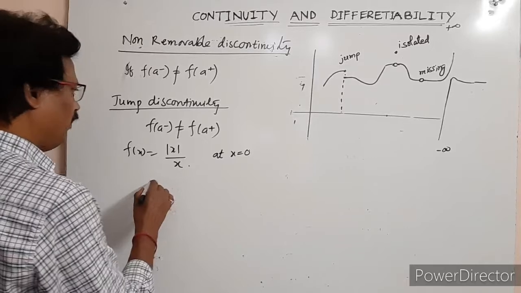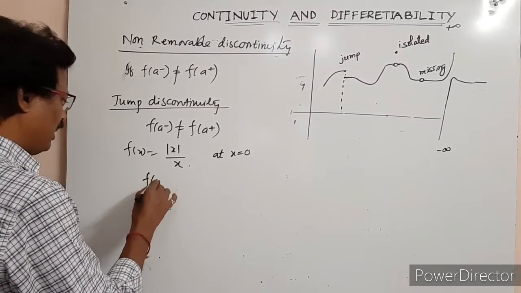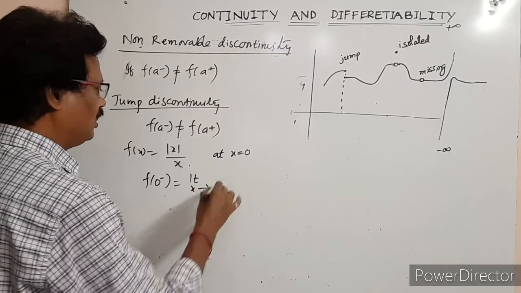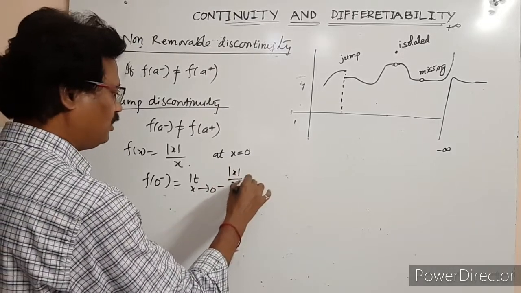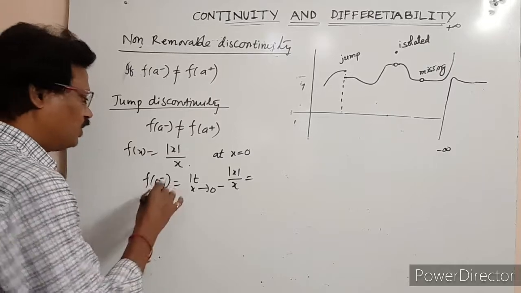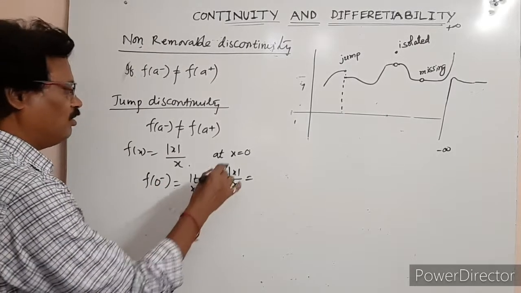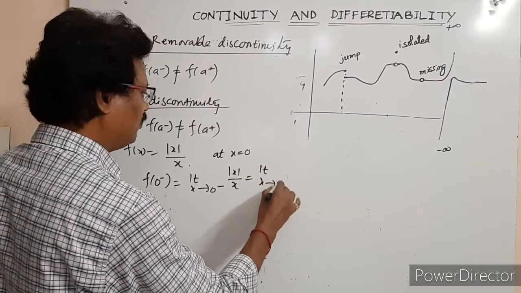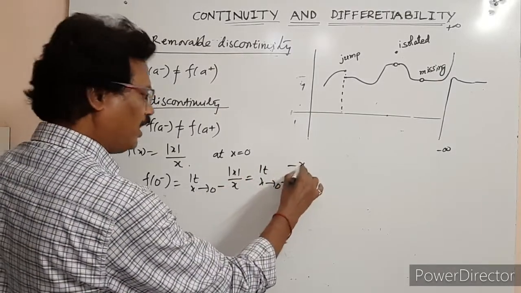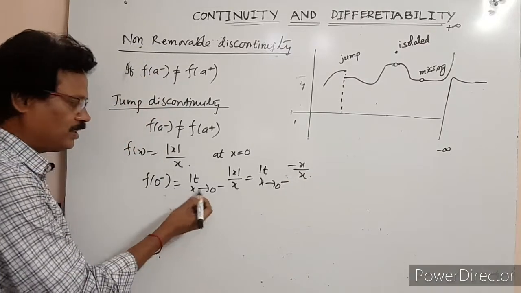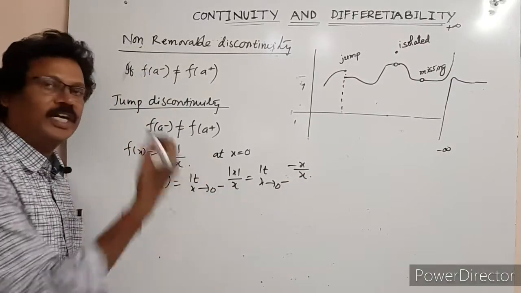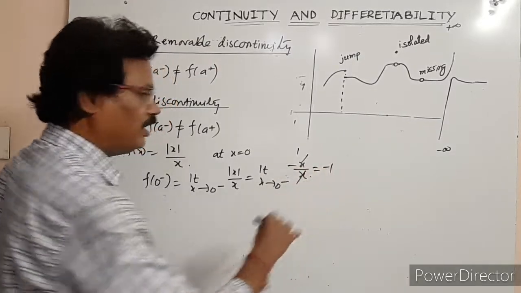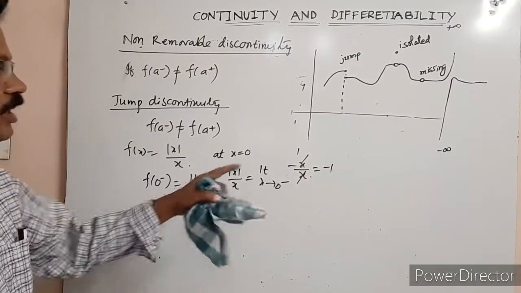Now this is f of 0 minus, the left limit, as x tends to 0 minus of mod x by x. As x tends to 0 minus, mod x is nothing but minus x. Why? Because x is just less than 0, therefore x is a negative number, so we keep that minus x. Therefore we got minus 1 as the limit. Therefore the left limit is minus 1.